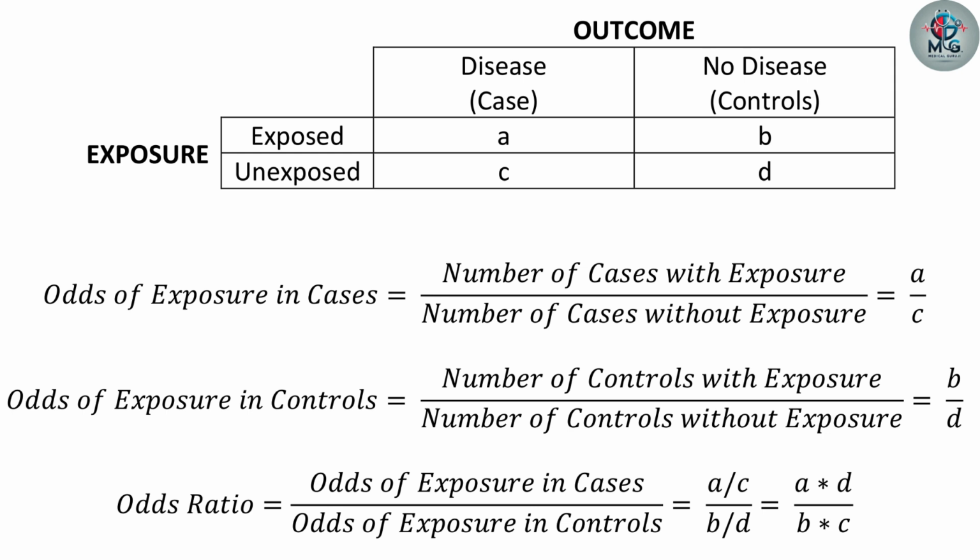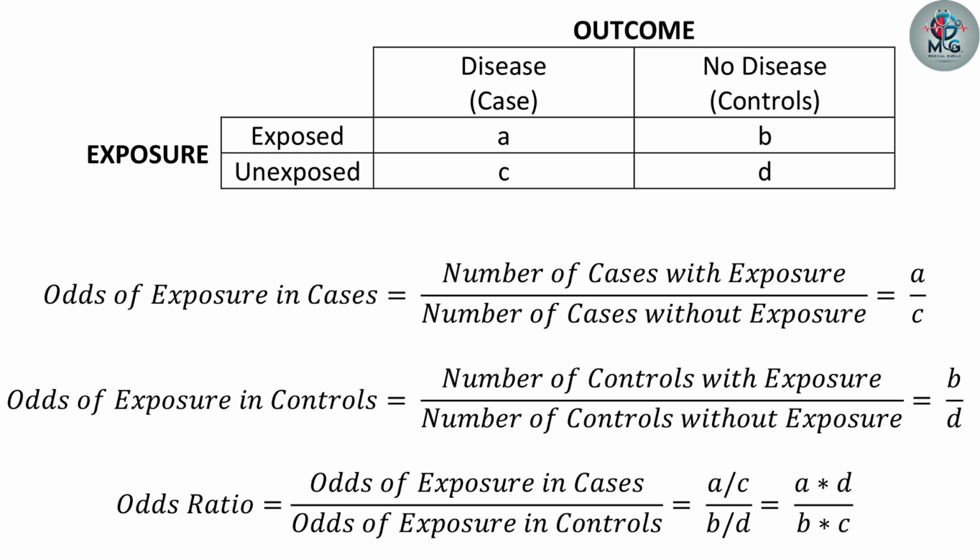Exposure and disease: cases and controls, no disease. Exposed, A and B; unexposed, C and D. Odds of exposure in cases equals the number of cases with exposure over the number of cases without exposure, which equals A over C. Odds of exposure in controls equals the number of controls with exposure over the number of controls without exposure, which equals B over D.